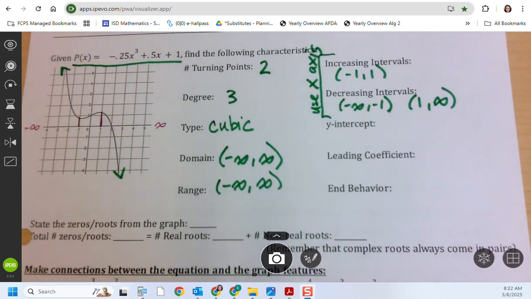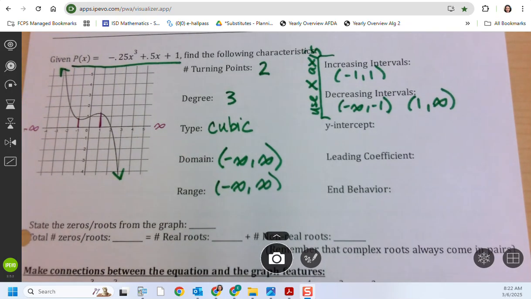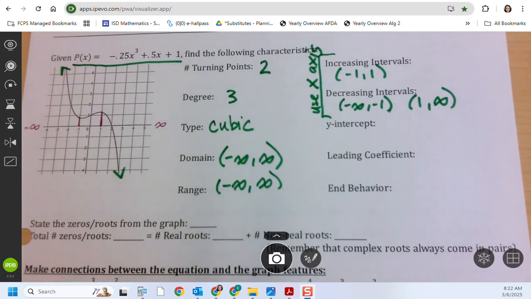What questions do you have? If you got a number wrong, it's possible you were looking at the y-axis instead of the x-axis.